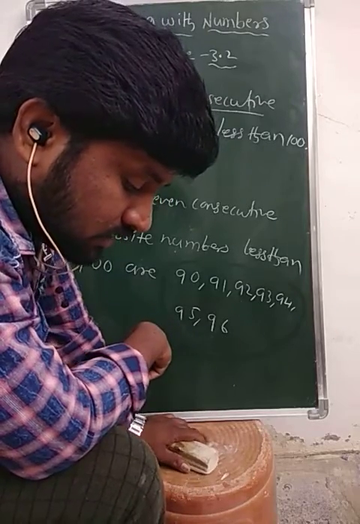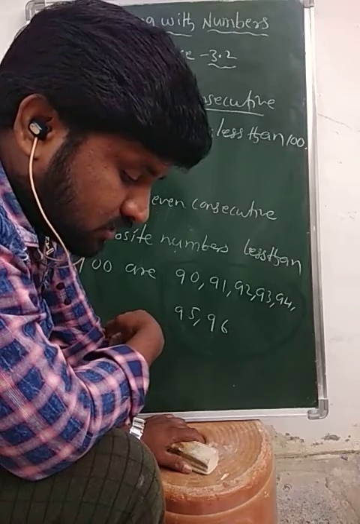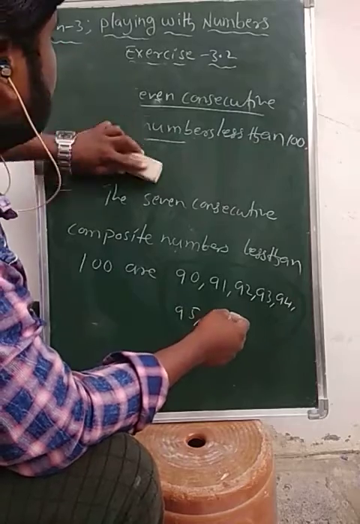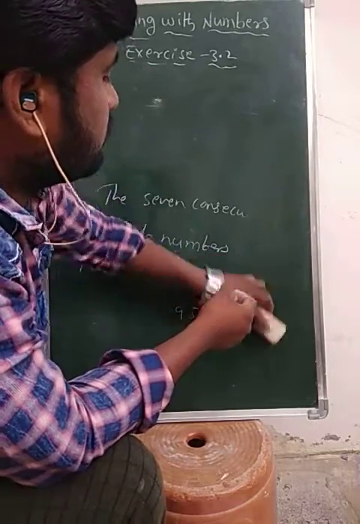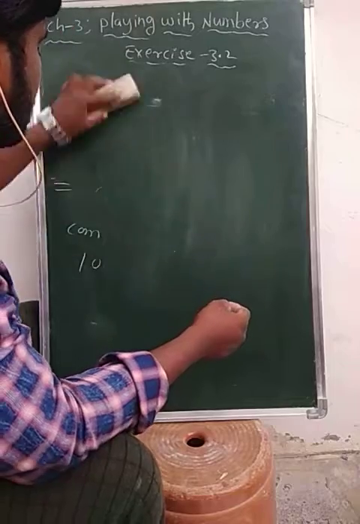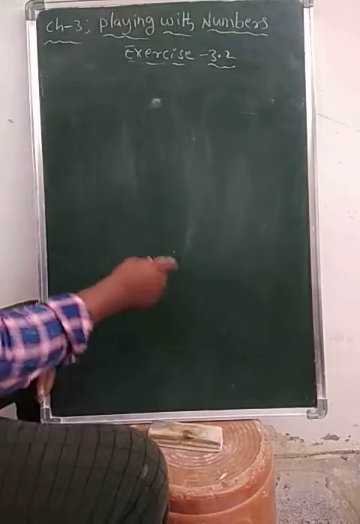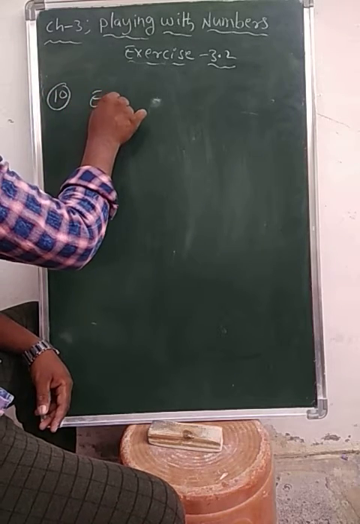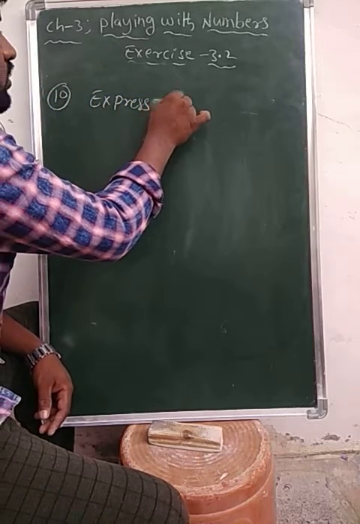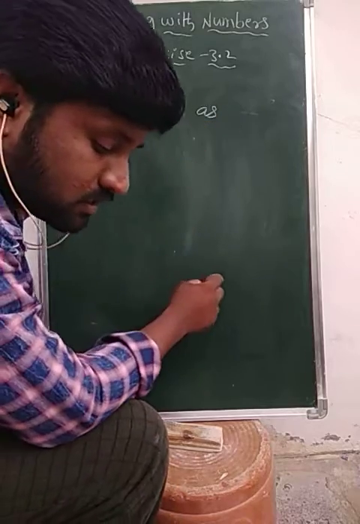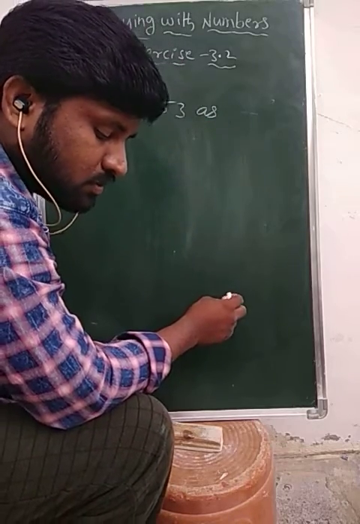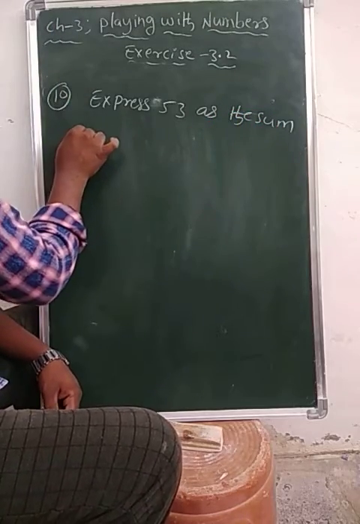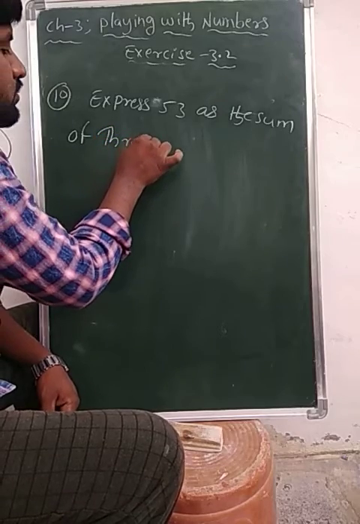The next question, question number 10: express 53 as the sum of 3 primes.